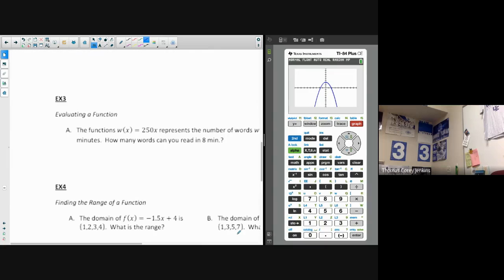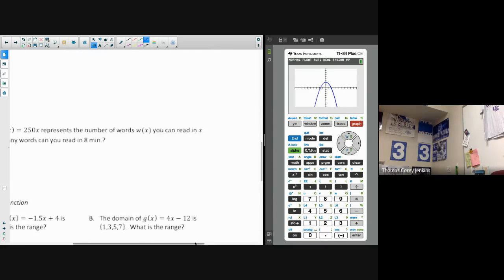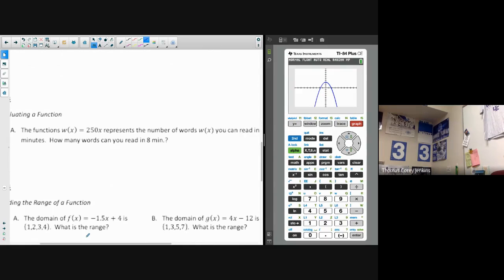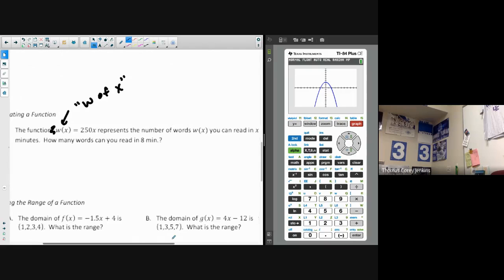All right, moving on, evaluating a function. So this one says the function, I think that should just say function, w of x. Remember we talked about how to say that yesterday. w of x is equal to 250x, represents the number of words. So w of x is defined for us. That's the number of words you can read, and that's going to say x minutes. So x stands for minutes.